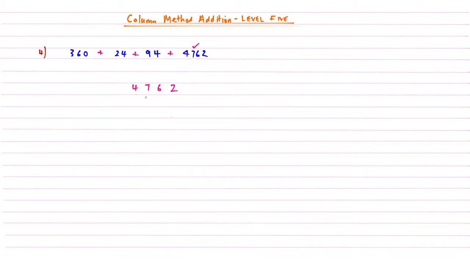360 is then the next second largest. So 360, making sure to line up your numbers in place value terms. Then we have a 94, and then we have a 24 underneath, making sure to line up our columns in terms of place value. Add the lines, and then let's go about adding up each column in turn.